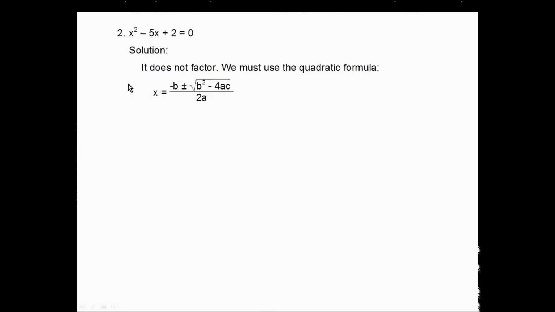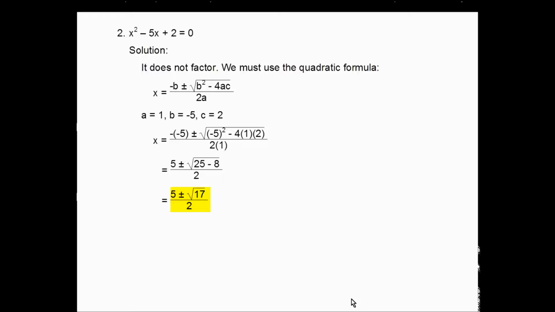Identify the players. A is 1, b is negative 5, and c is 2. Plug in the numbers. So x will be negative negative 5 plus or minus square root of negative 5 squared minus 4 times 1 times 2 all over 2 times 1. Okay, start doing the arithmetic. My denominator is just 2. 5 plus or minus square root of 25 minus 8. Okay, 25 minus 8 is going to be 13. So 5 plus or minus, 17, I'm sorry, bad arithmetic. 5 plus or minus square root of 17 all over 2.